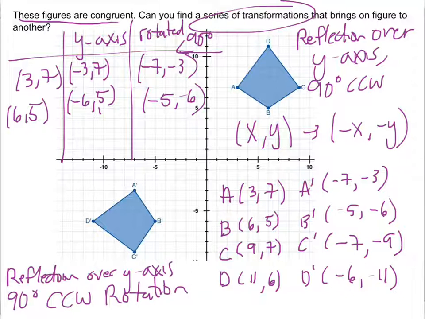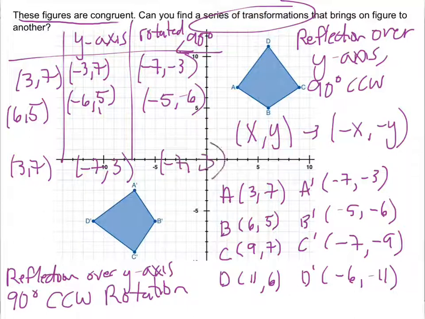Now I wonder if we could have done that in a different order. Like if I did the rotation first, let me try this, -7, 3, and then if I did reflection over the x-axis, the negatives would change the y. So I could actually have also done that. So there's two transformations that could have occurred.